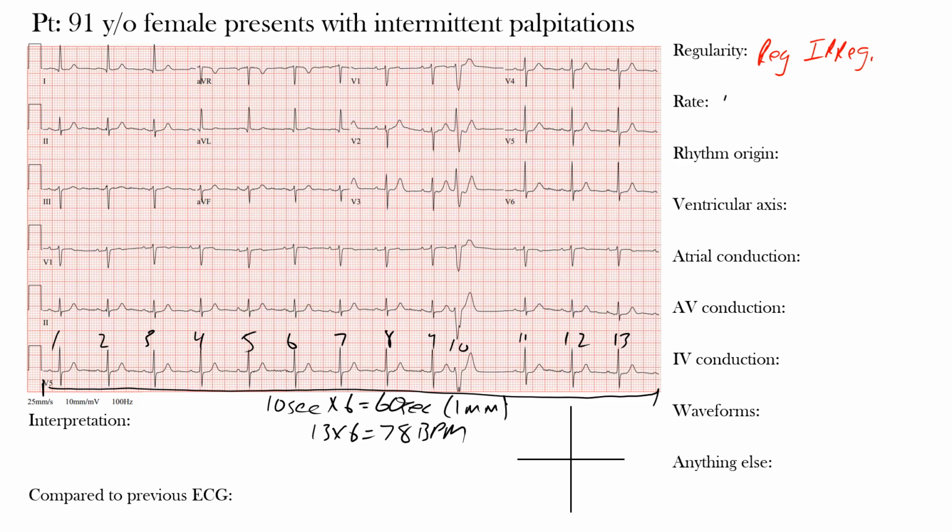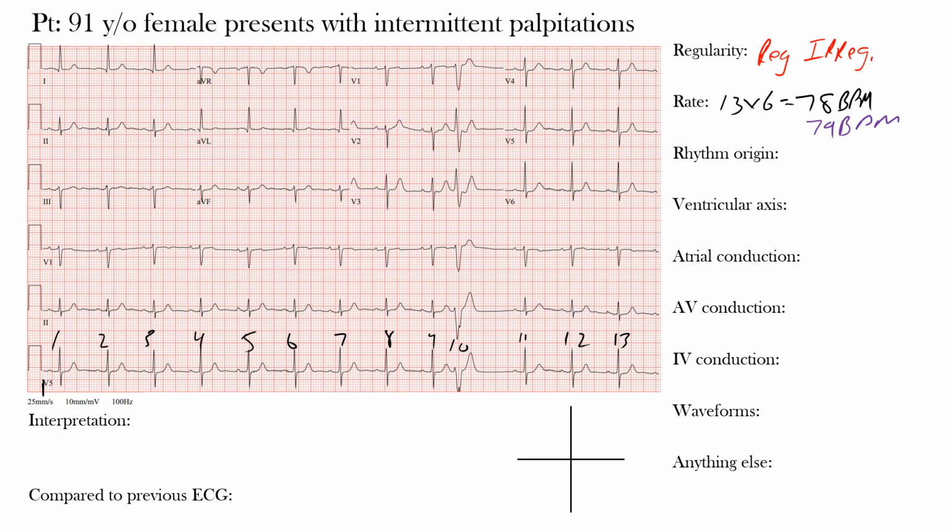So we'll just write that up here. We did 13 times 6, which was 78 beats per minute. The actual heart rate that was calculated by the machine was 79 beats per minute. So you can see that's a very close approximation. We'll erase this here, but hopefully that makes sense. And that's the ventricular rate we found, because we used the ventricular complexes, the QRS complexes, to calculate the rate. So now to the rhythm origin.